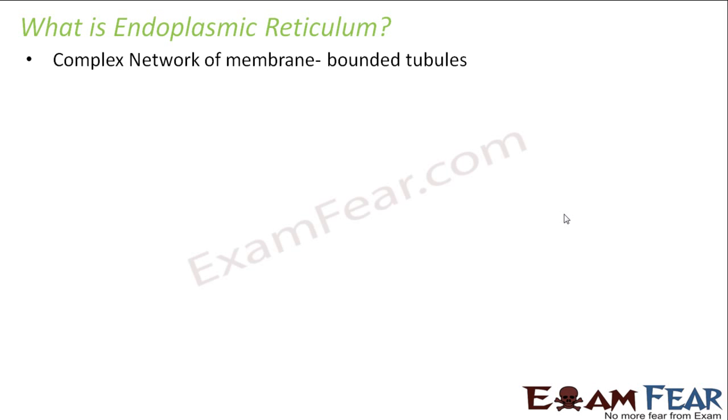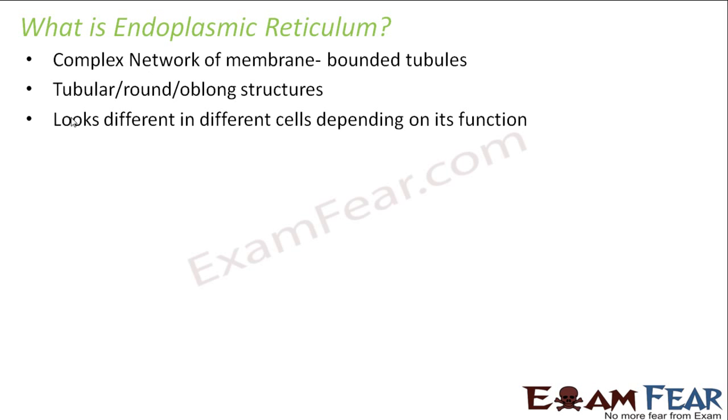Its appearance is somewhat like this. They can be tubular or round or oblong structure, so they do not have a specific shape. Sometimes they are round, sometimes they are tubular, but they always form a network. And of course, they are membrane bound. They are bounded by an individual membrane of their own. They look different in different cells depending on their function. Since their shape and size are not very specific, they look different in different cells depending upon what function they have to perform.